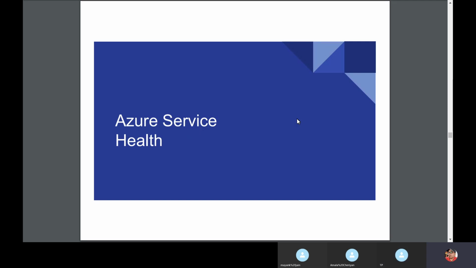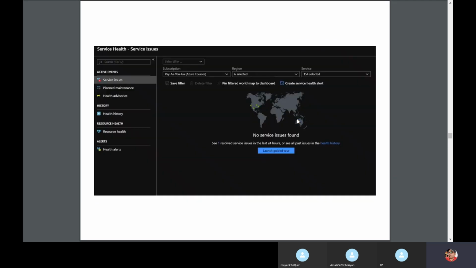That's fine. Now I'm talking about Azure Service Health. So this is related to Azure, not related to your resources. How is it related to Azure? Just go here. See, you have this world map with you. In this world map, you see one resolved service issue within the last 24 hours to see the past health history. If you see, there are four green dots available here. And here you see resource health, health alerts, health advisories, plans, and service issues.